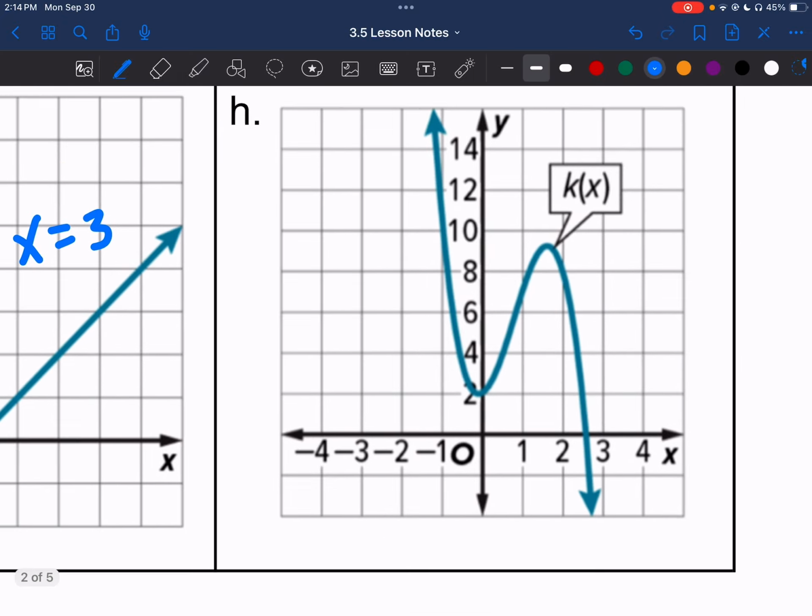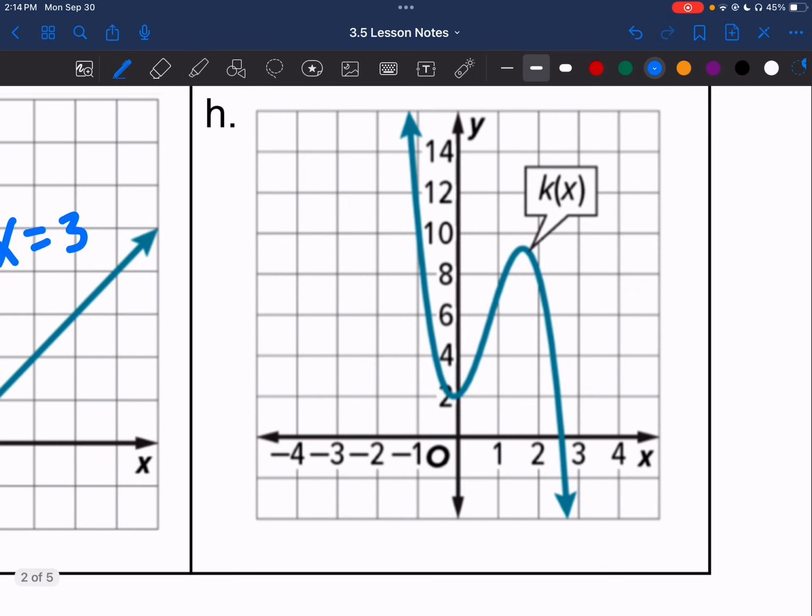Now, letter H, as I look at this one, is there anywhere that I could draw that line and have it show a mirror on left and right side? Nope, definitely not. Nowhere on there. So this is not symmetrical.